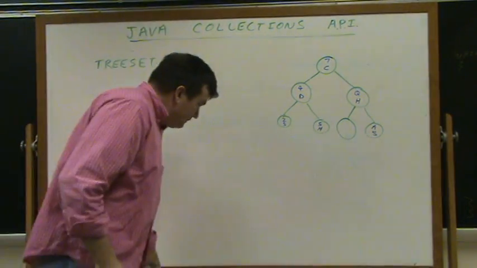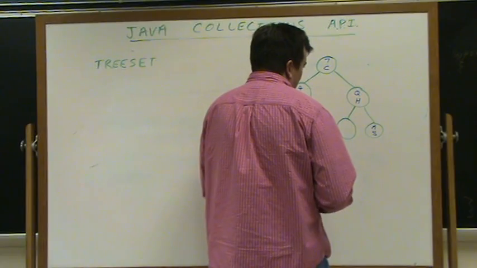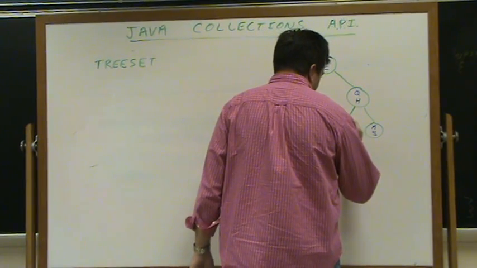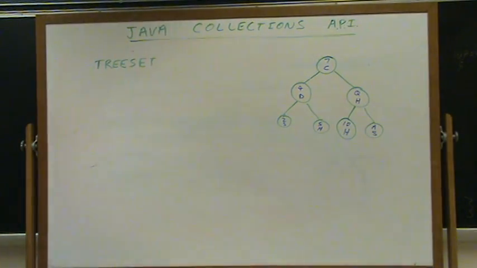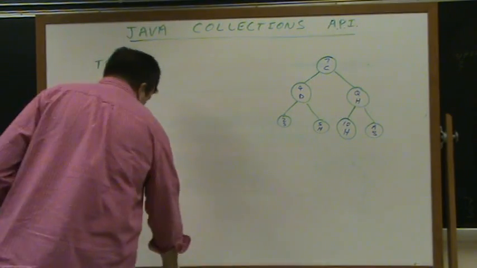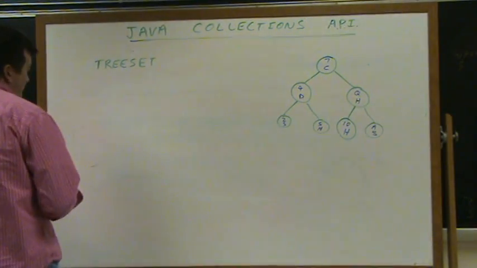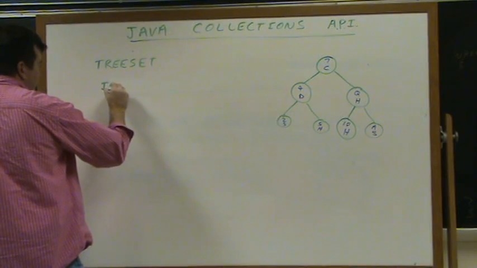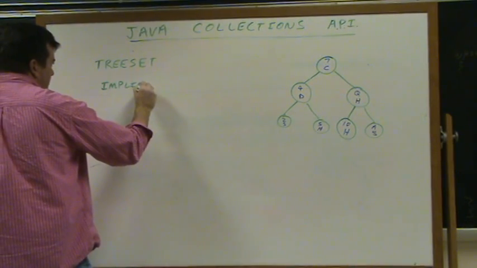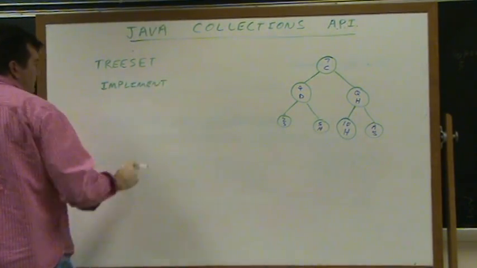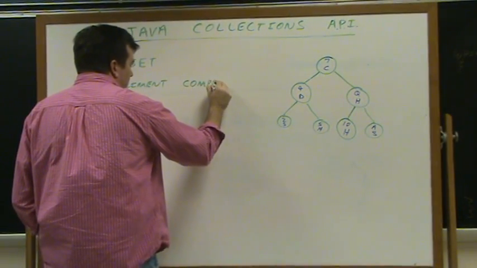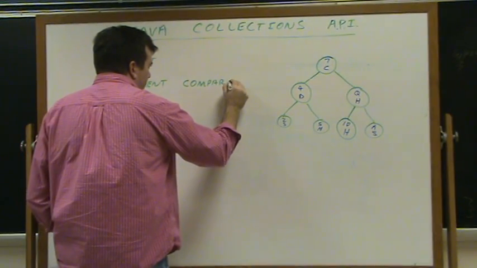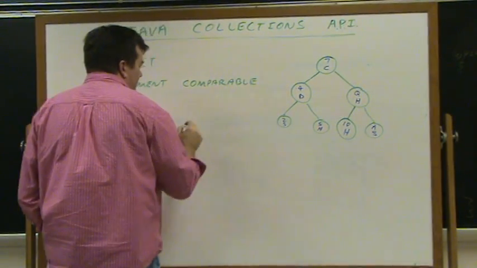in order to know that, it's a 10 of hearts. It has to know which cards are bigger than other cards. So what we'd have to do is implement the Comparable interface.